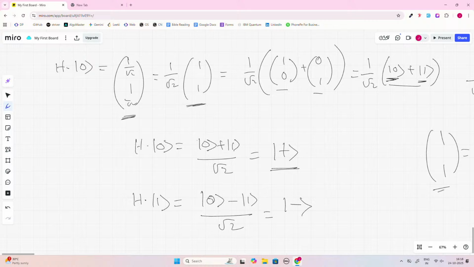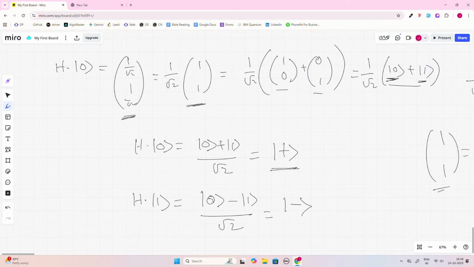Because its matrix, if you do the linear algebra, gives you a linear combination of the base states. The final output after applying that matrix operation will be a linear combination of the base states. Whenever the output is a linear combination of base states, I will call it a superposition state. Just simply consider it like that. And this is how you'll get it.